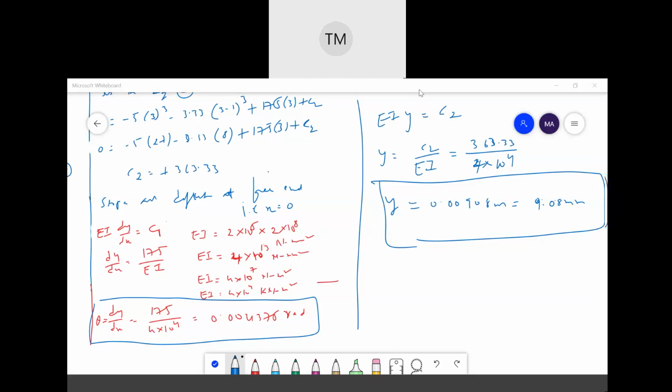So somebody has told me what is nothing but slope and deflection. Okay, deflection is a vertical distance and slope is the inclined value. Slope is nothing but it is denoted with a theta. If you have any doubt, you can ask me.